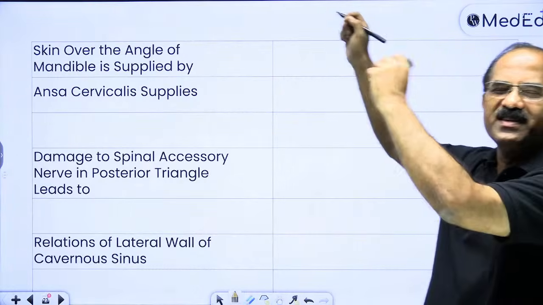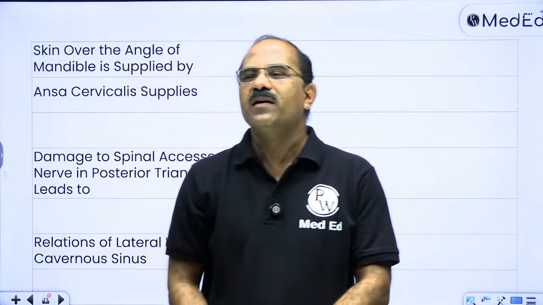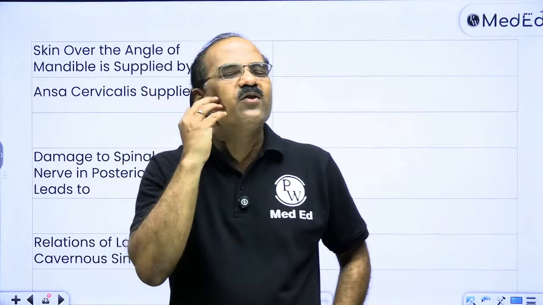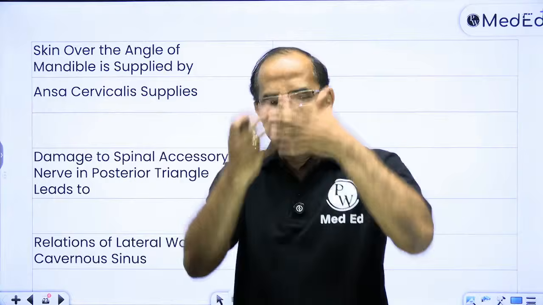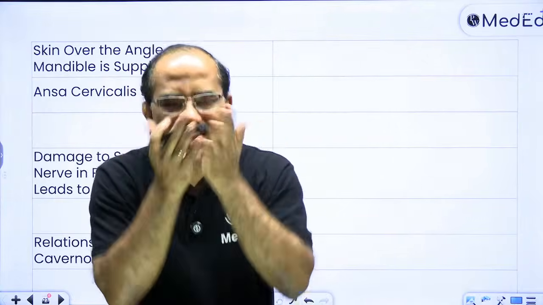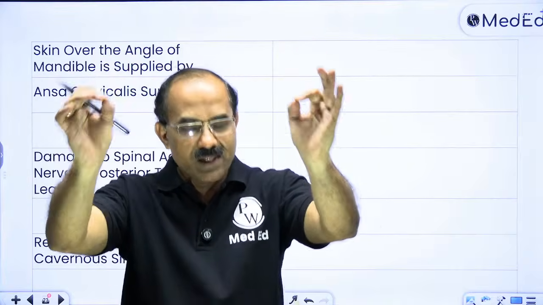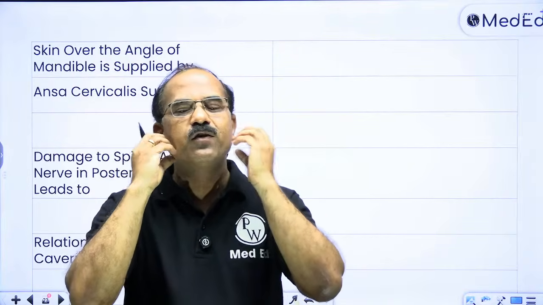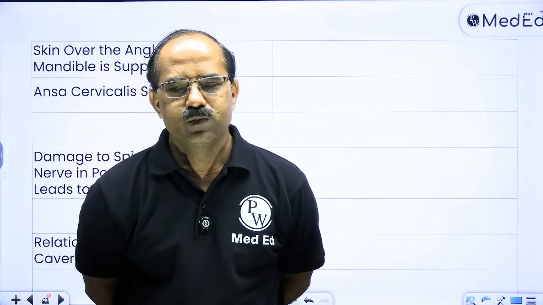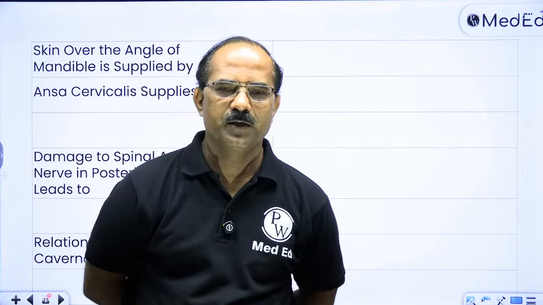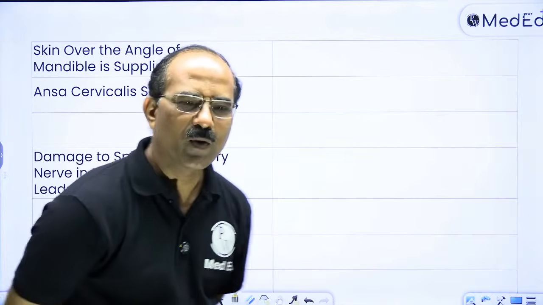बच्चों, answer this. Skin over the angle of mandible is supplied by whom? Skin over the angle of mandible. Come on, that's very important. This you should know. The entire face, sensory supply of the face is trigeminal nerve, except the skin over the angle of the mandible. Bolo. Supplied by great auricular nerve. Very good.